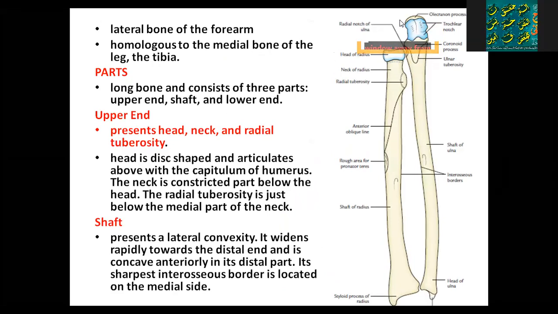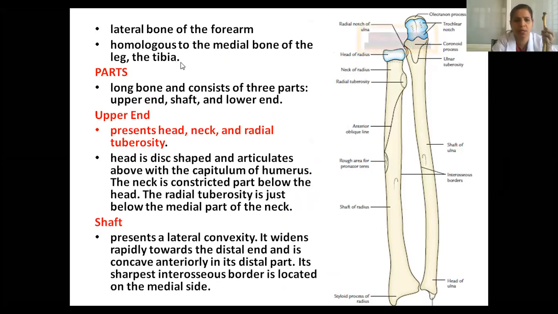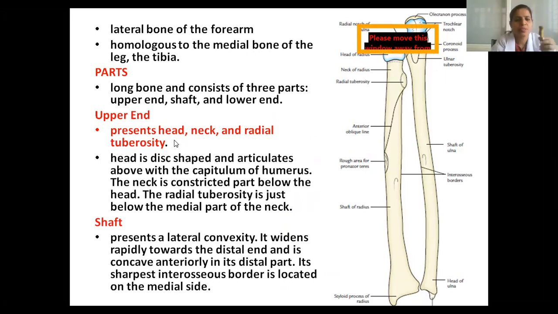Okay. So you can see this is the lateral bone of the forearm, homologous to the medial bone of the leg, that is tibia. So it is a long bone. It has three parts: upper end, shaft, and lower end. Upper end presents head, neck, and radial tuberosity. This is the radial tuberosity. Okay. So head is disc shaped and it is articulating.